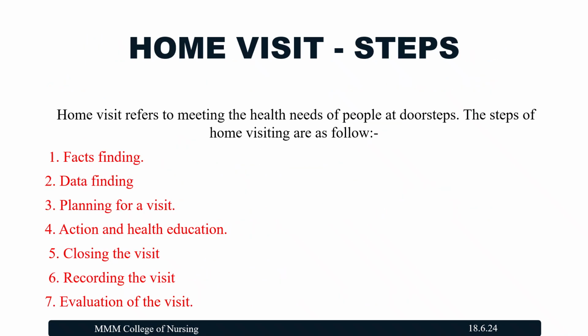Next, we are going to see the steps of home visit. Totally, there are 7 steps. Number 1 is fact finding, data finding, planning for your visit, action and health education, closing the visit, recording the visit, and evaluation of the visit. Totally, there are 7 steps in the home visit.